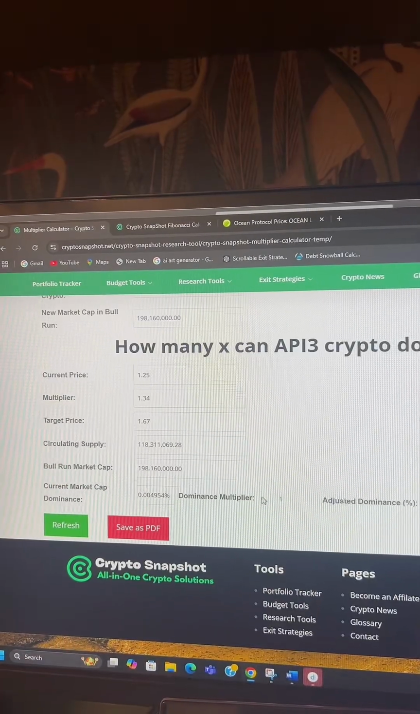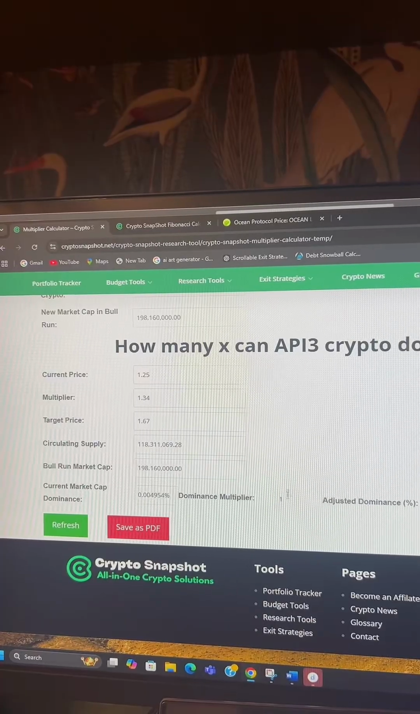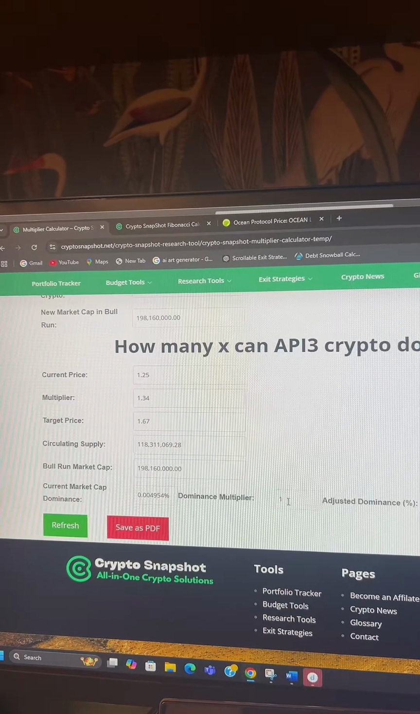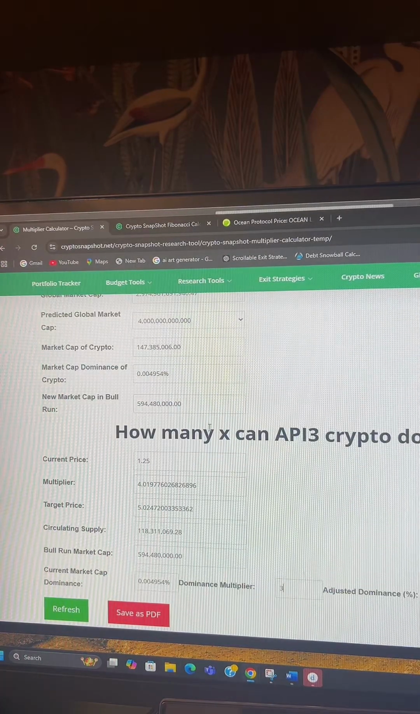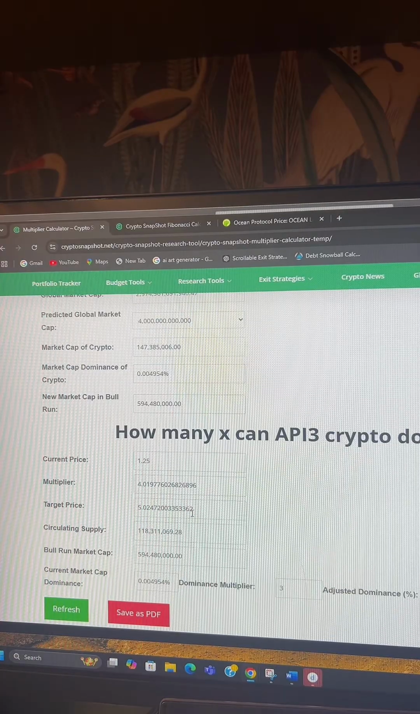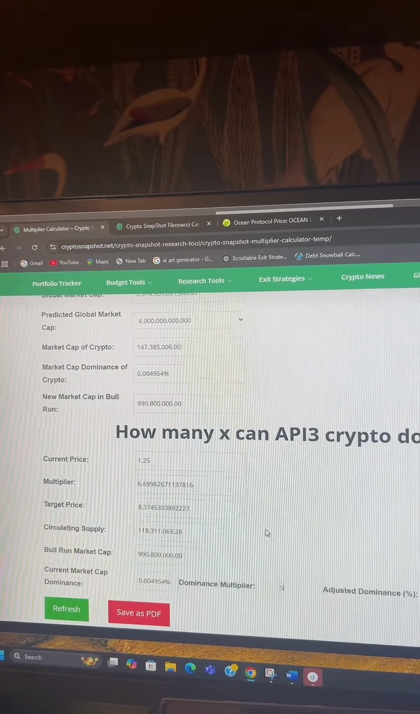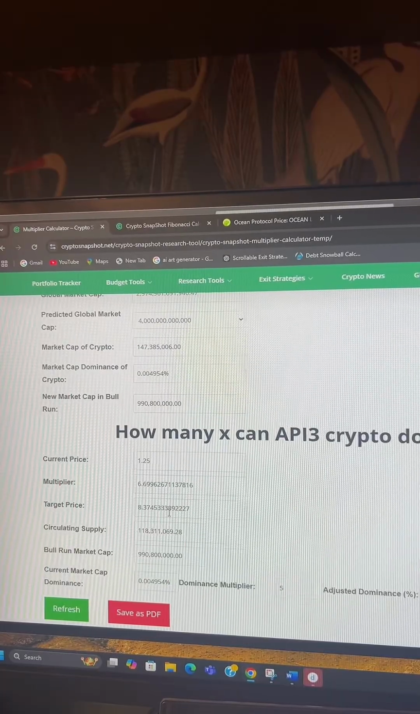Now we can come down here to this dominance multiplier. This is if it maintained the same dominance, but if a crypto is doing good in the bull cycle, its dominance is going to increase. And it's safe to say that it will 3 to 5x its current dominance. So let's say it 3x its dominance at $4 trillion market cap, the target price would be $5. So that's already above my bearish prediction. And if it were to 5x its dominance at a $4 trillion global market cap, its price would hit $8.37.